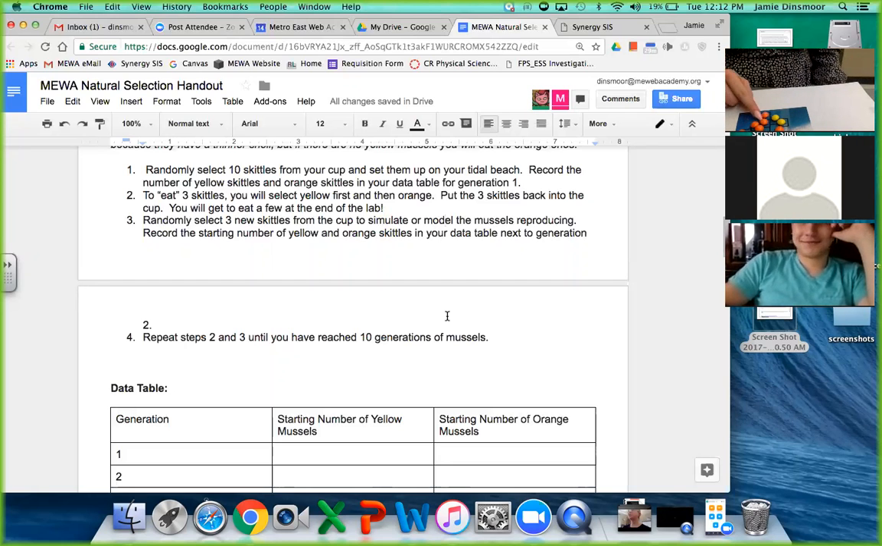Good question. Uh-oh, my mussels are getting off their shoreline. All right. Now we're down in generation 9. We have 8 orange and 2 yellow. This is going to be my last generation here.